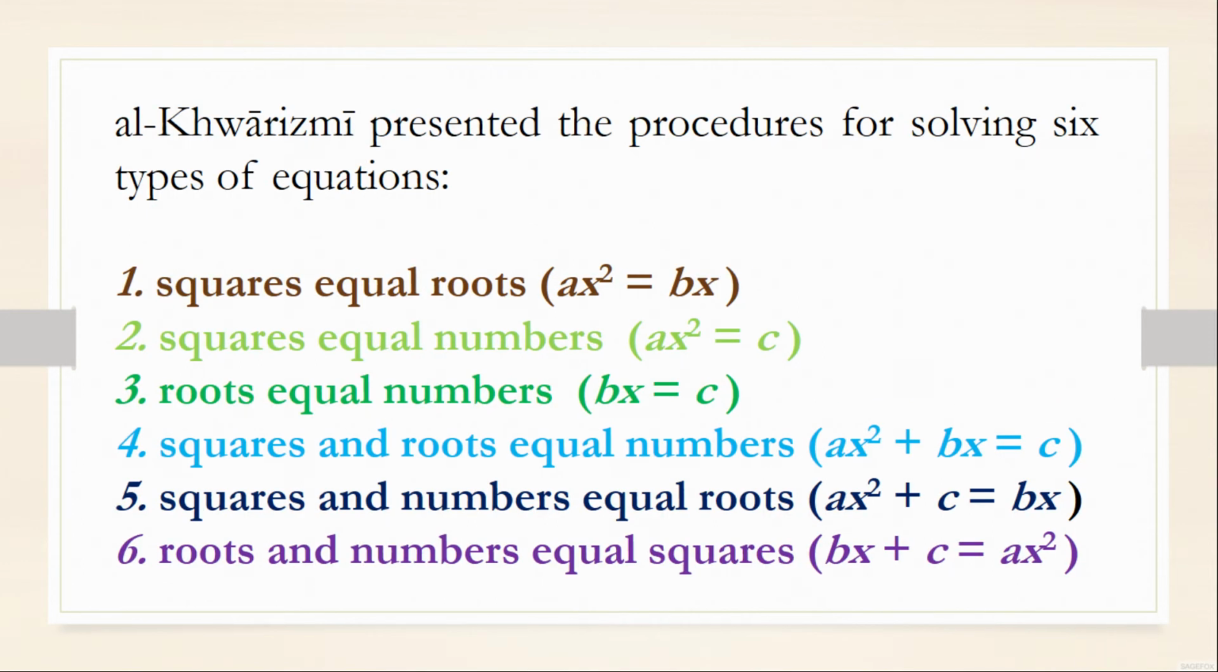Al-Khwarizmi also presented the procedures for solving 6 types of equations. The first one is squares equal roots, the second, squares equal numbers, third, roots equal numbers, the next, squares and roots equal numbers, number 5, squares and numbers equal roots, and finally, roots and numbers equal squares.